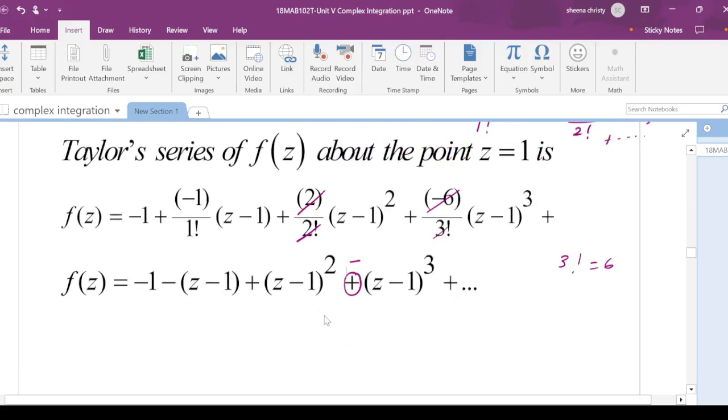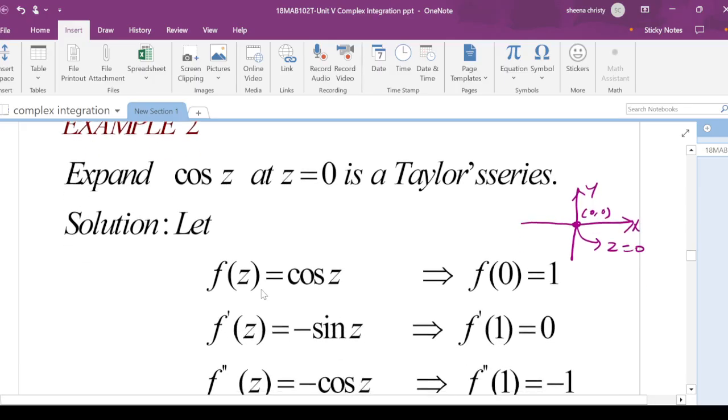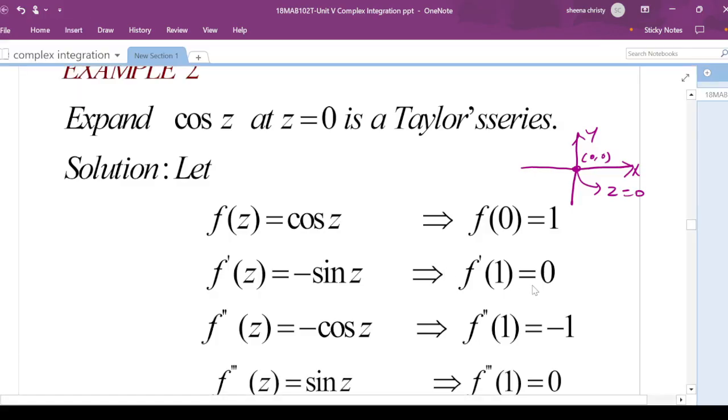Now we'll move on to the second problem. Expand cos z at z equal to 0 as a Taylor series. So here also we have to find out the function value and its derivatives. F of z is cos z; at the point z equal to 0, it is 1. Here the z equal to 0 point is referring to the origin. F dash of z is the differentiation of cos z, which is minus sin z, and f dash of 0 is equal to 0.